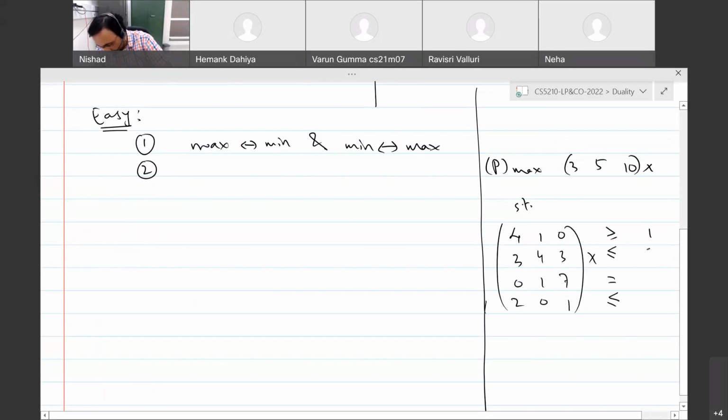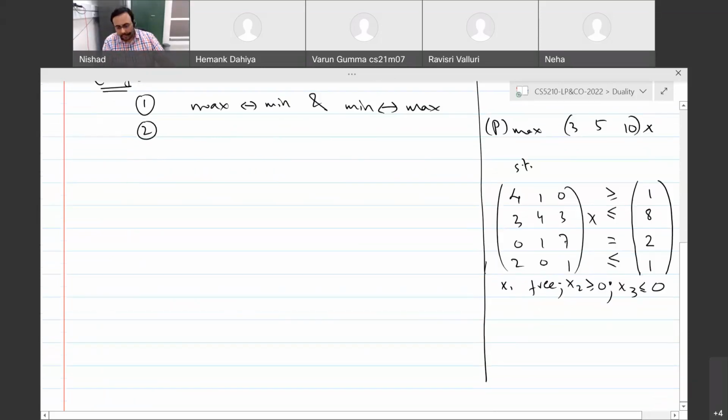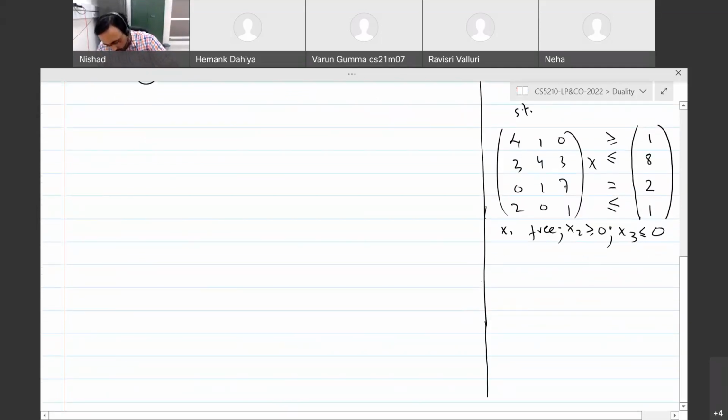And my vector on the right hand side is 1, 8, 2, 1. Okay, and I have x1 is a free variable, x2 is non-negative, and x3 is non-positive. This is my primal linear program. We need to figure out what the dual is, but I will write down what we already know.